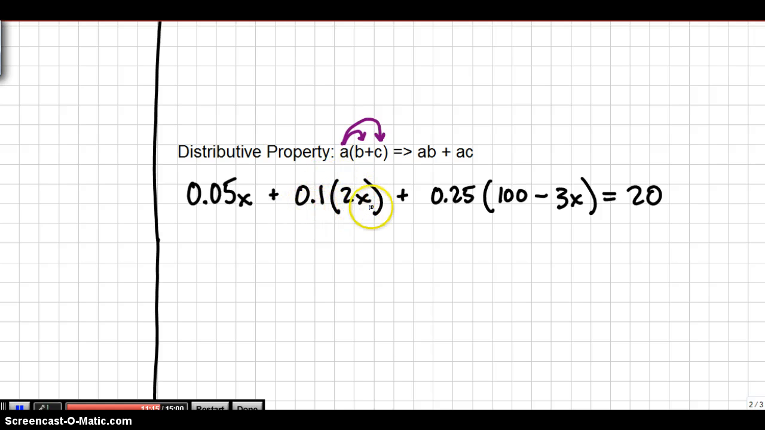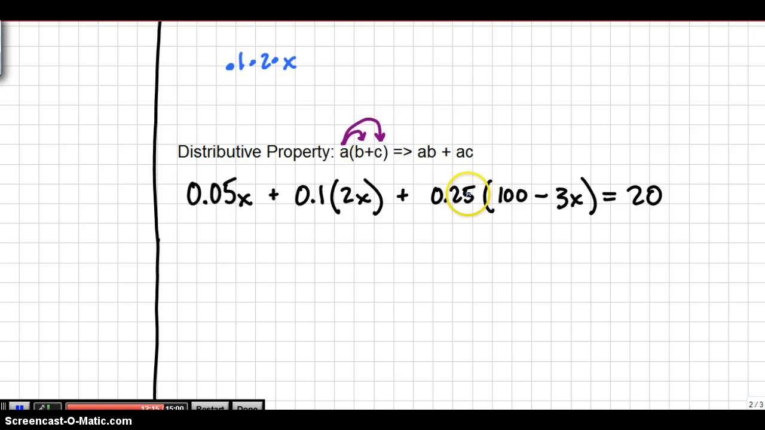I want students to make note here that they will not use the distributive property on this one, but they will on this one. So the one in the middle here is simply multiplication. It's basically the same as saying 0.1 times 2 times x. The parentheses there are simply grouping the 2 and the x together, but the 2 and the x are simply being multiplied together, just like the 0.1 is being multiplied by the 2x. So all of those get multiplied together, and there is no distributive property necessary.